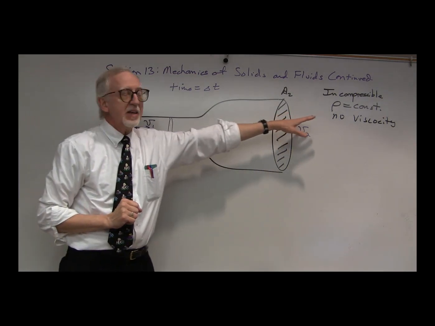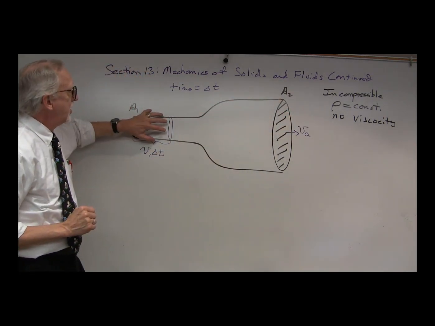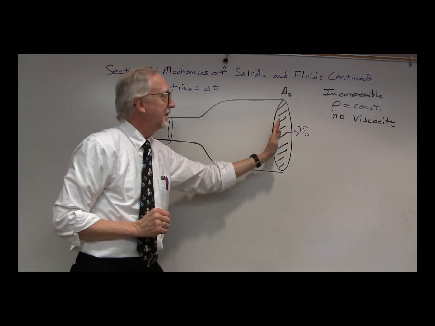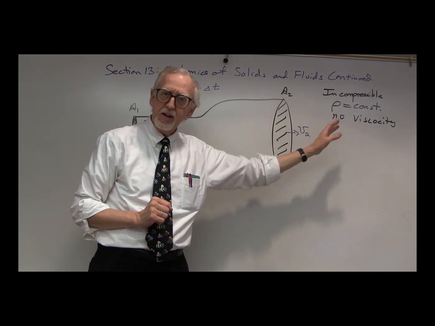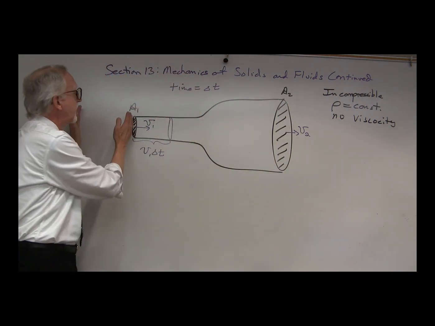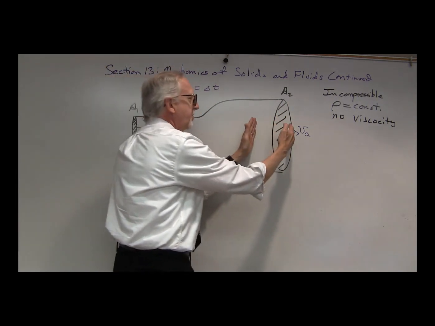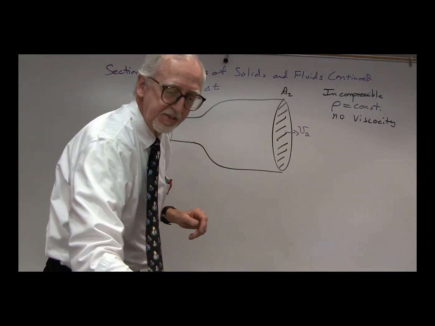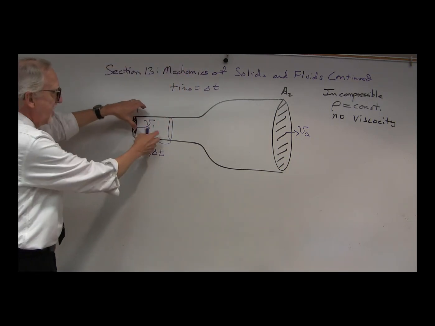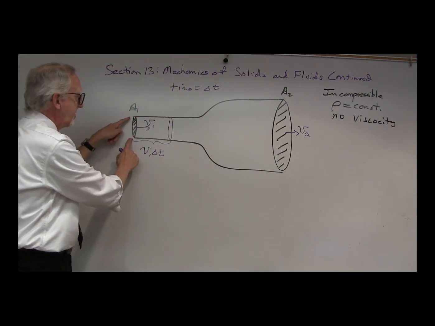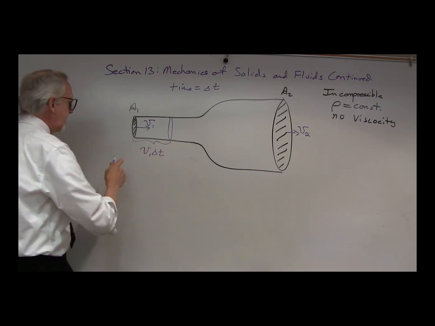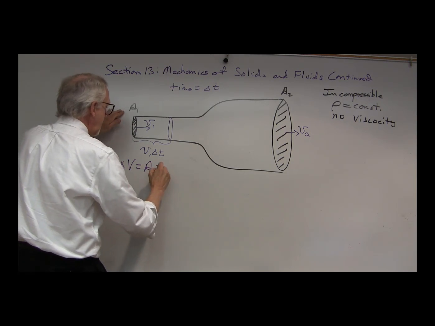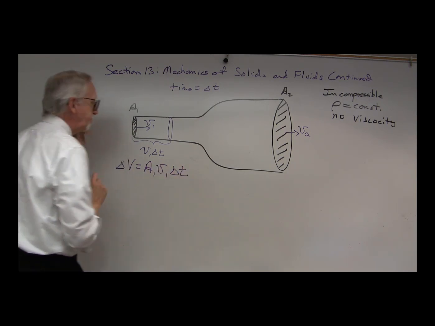Well, if the fluid is incompressible, this volume, which has now entered this side of the tube, must then leave this side of the tube over here. If it's incompressible, whatever volume comes in must be the same as the volume that goes out. So what's this volume? Well, let's think about it. Imagine this is like a cylinder, the volume is area of the base times the height. So delta V, we could say, is A1 V1 delta t.